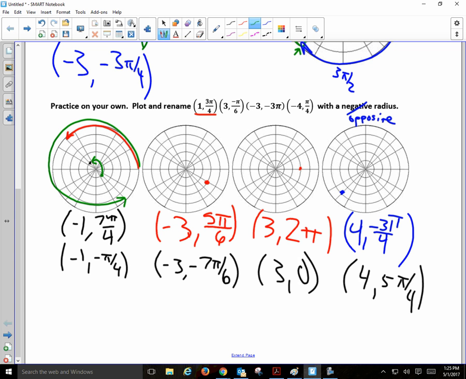So you want to be 180 degrees away from the other one. So this one right here, you can see that this is negative pi over 6 and 3. Well, I want to end up over here on the other side. So instead of going 3 units in that direction, I go -3 units. And so this spot would be 5 pi over 6 or -7 pi over 6.